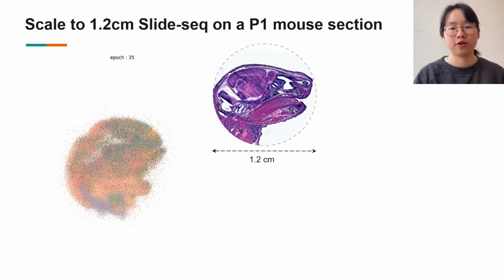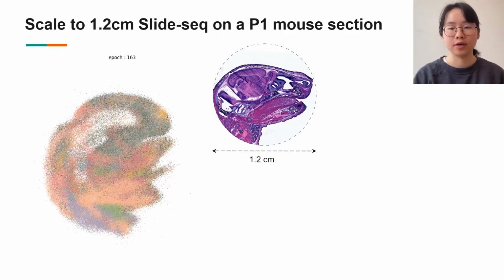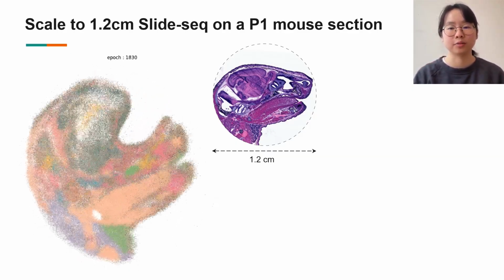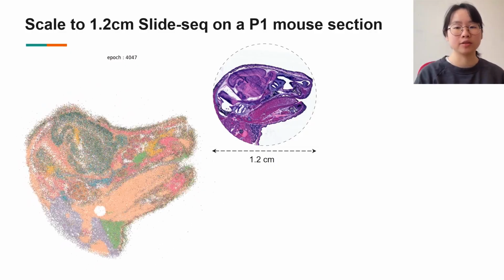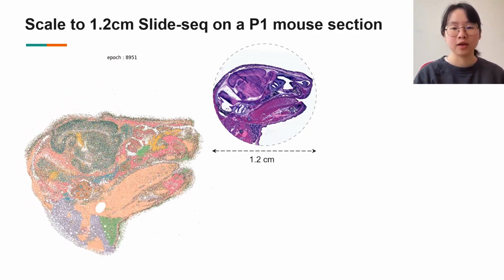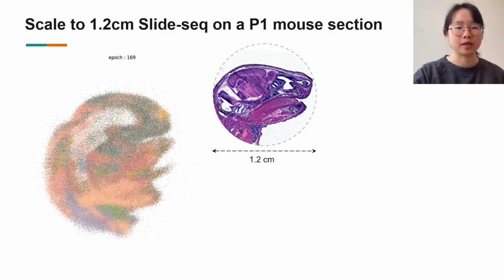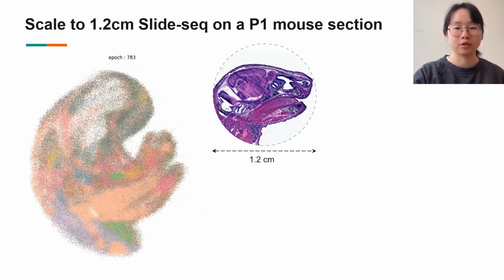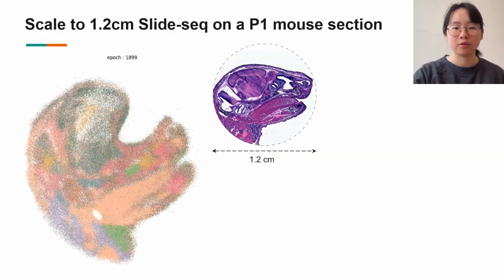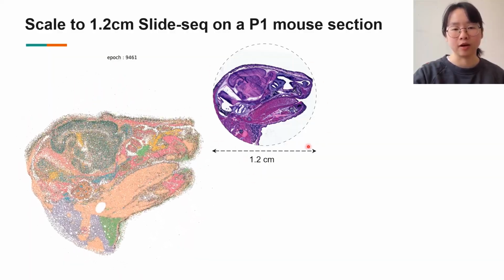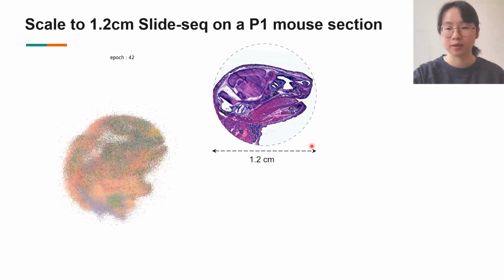Without the limitation from imaging, now the reconstruction allows us to scale up to large-scale spatial transcriptomics, and we applied it to a P1 mouse section. Here, the video shows the iterations in UMAP that is reconstructing the spatial locations. And without ground truth, we find it highly similar to an H&E staining of an adjacent slice.